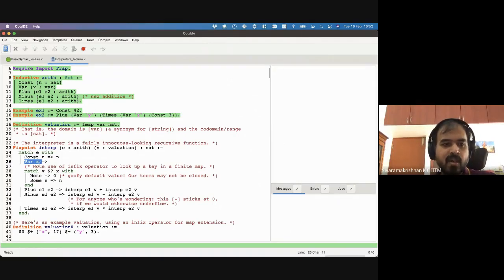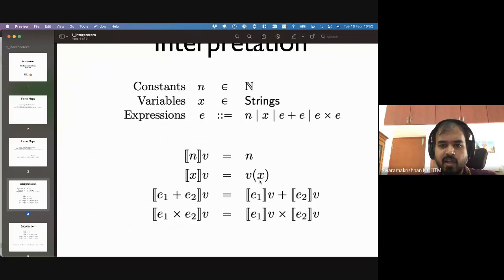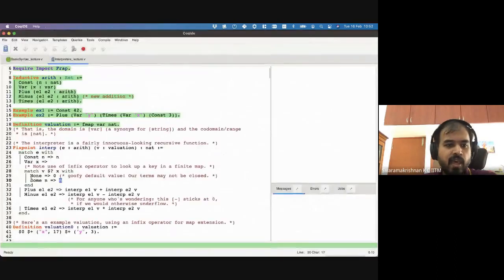The variable is x. I need to look up the variable x in the map. The syntax for that is dollar question mark. This is just the syntax that the Frap library chose. The way to read this is, I am looking up the binding for x in v. It returns an optional value. If the binding is there, if it is some n, then I just return n. If there is no binding, I return this goofy default value.